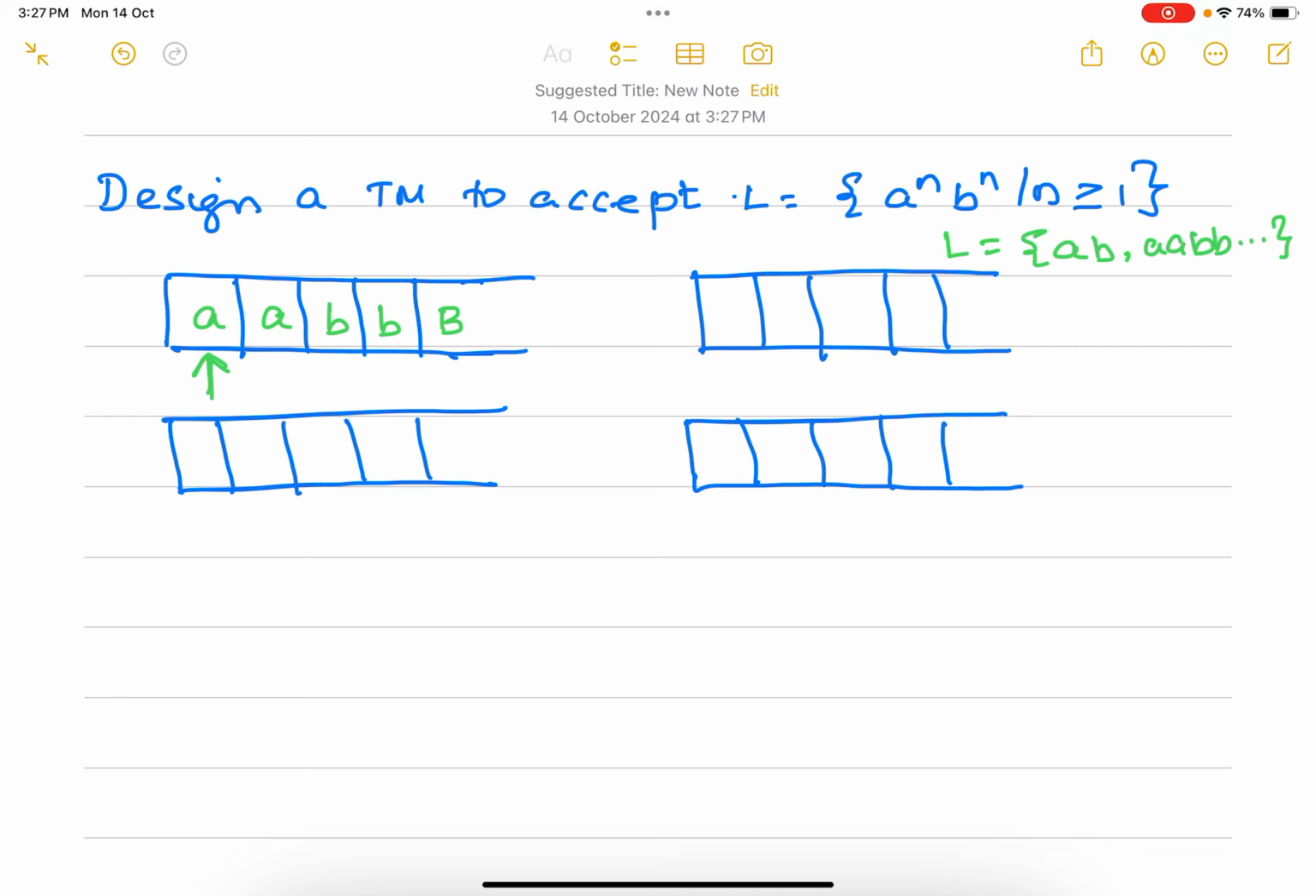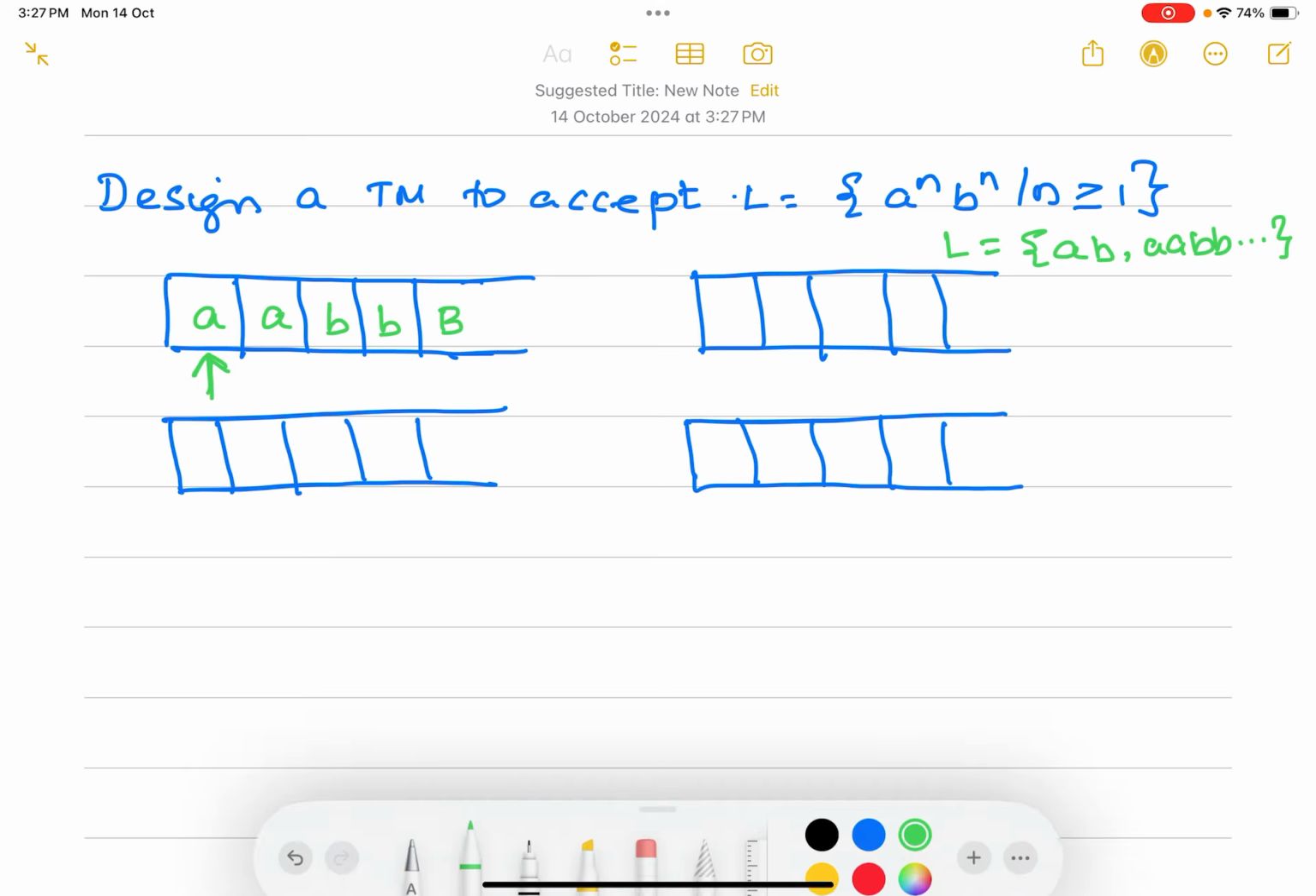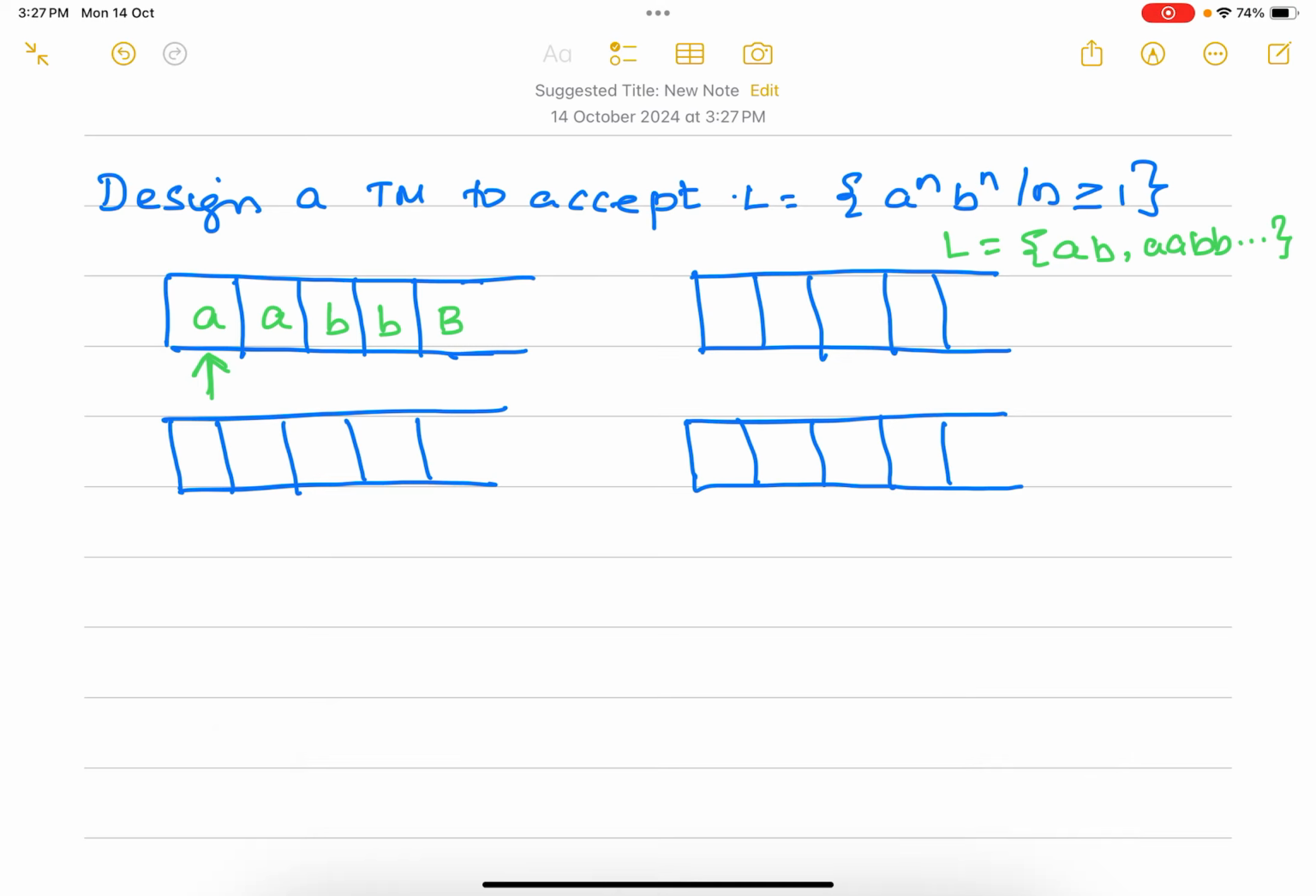Here the logic we are going to use is, if there is an a, for this a we need to find a matching b. So for this a we convert it into X, cross all the in-between a's, and move to the first b which comes next, and convert that b to Y. By doing so, we have identified one b for one a. Now we have to repeat the same process for all the a's.